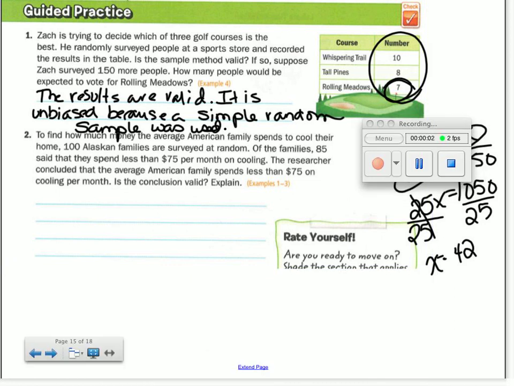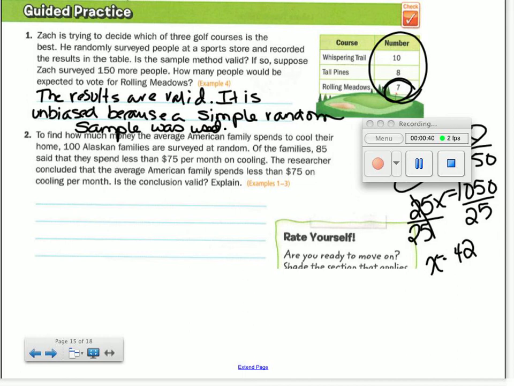All right, so we're talking again about unbiased and biased. And number 2, we're gonna go through. It says to find how much money the average American family spends to cool their home. 100 Alaskan families are surveyed at random. Of the families, 85 said that they spend less than $75 per month on cooling. The researcher concluded that the average American family spends less than $75 on cooling per month. Is this conclusion valid? And then we go on to explain.